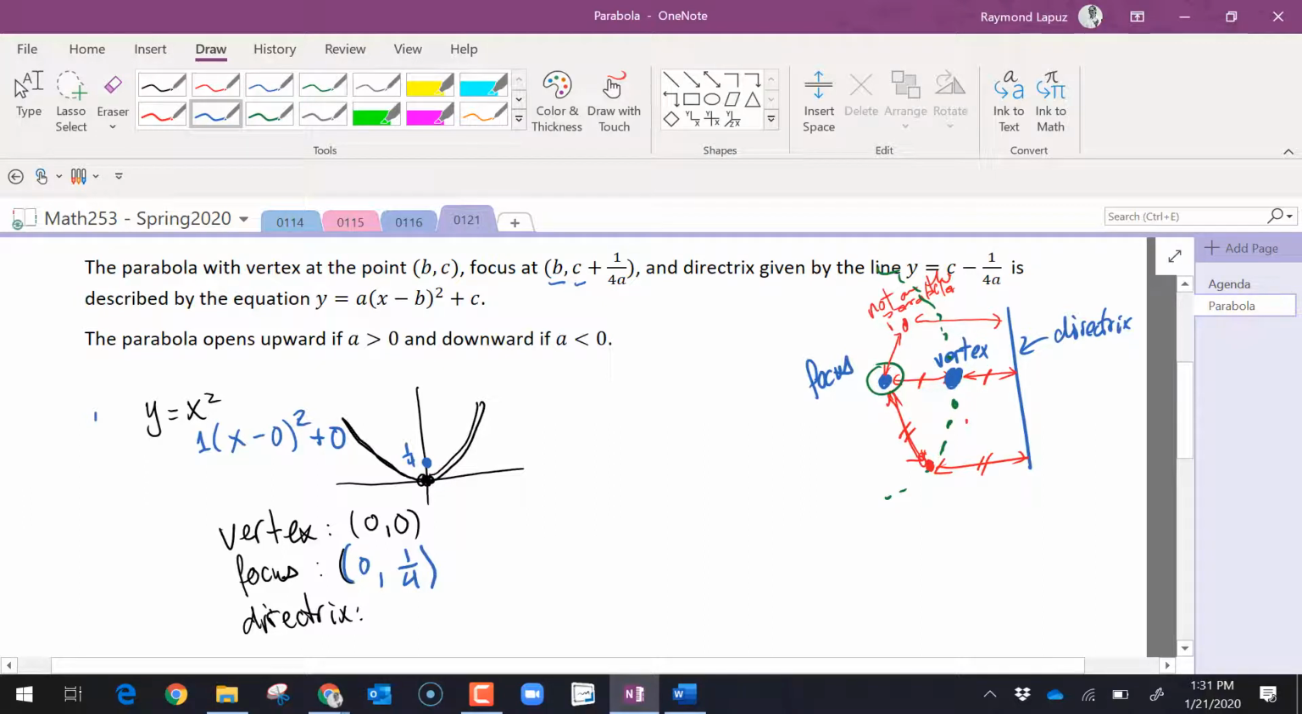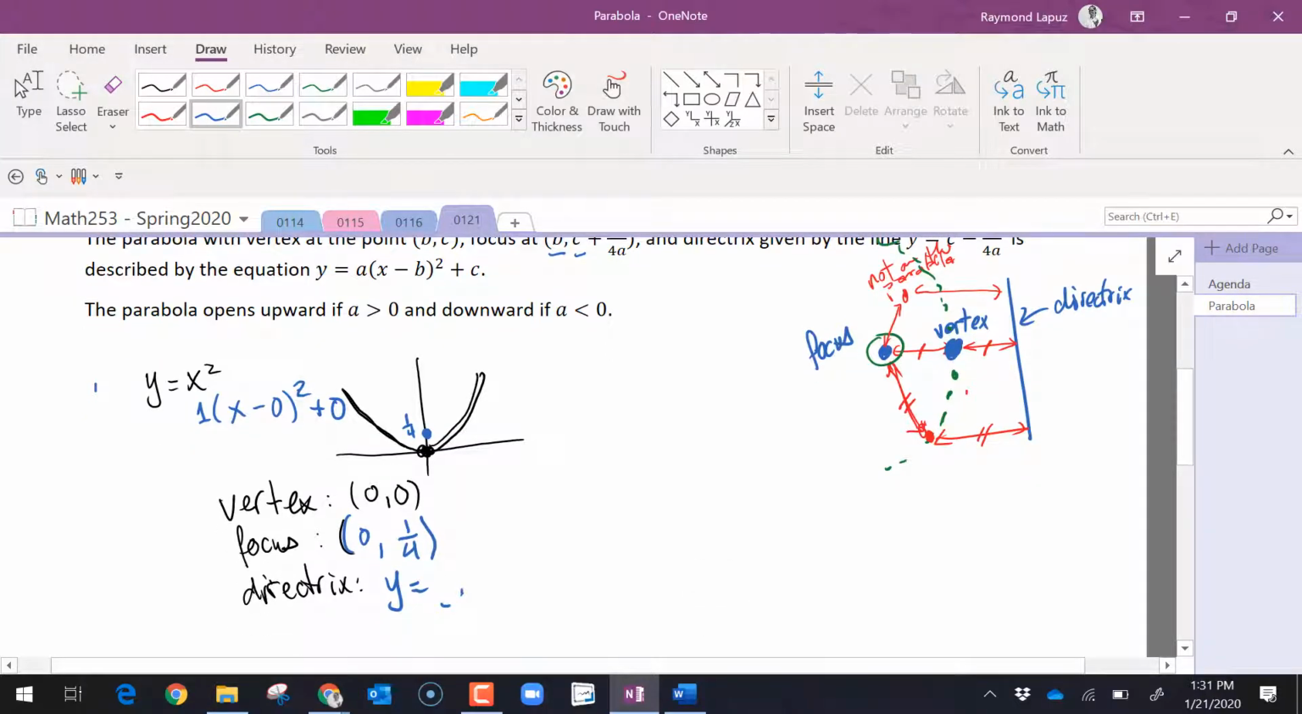Your directrix is almost the same. It's going to be y is equal to c, which is 0, minus 1/(4a). So that's going to be negative 1/4. So now you're down here at negative 1/4. So that's it. Now you know everything about y equals x squared. Any questions?